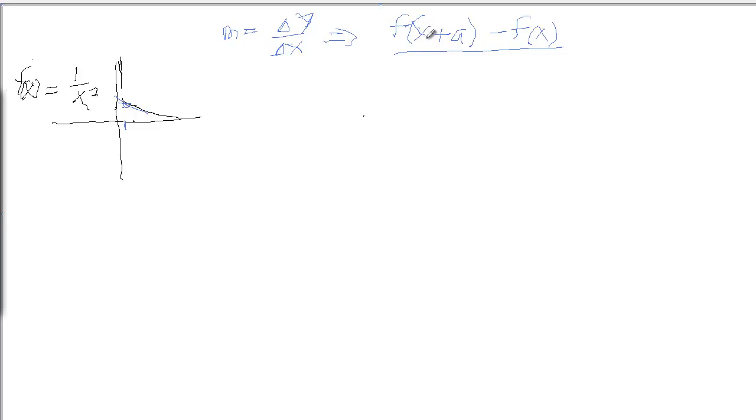And if you look, you see that x plus a minus x is just going to be a. Did I say that correctly? I hope I wrote it correctly. x plus a minus x is a. So again, that's a change in x. So then in our diagram, we're looking at this as being x. That there is x plus a.